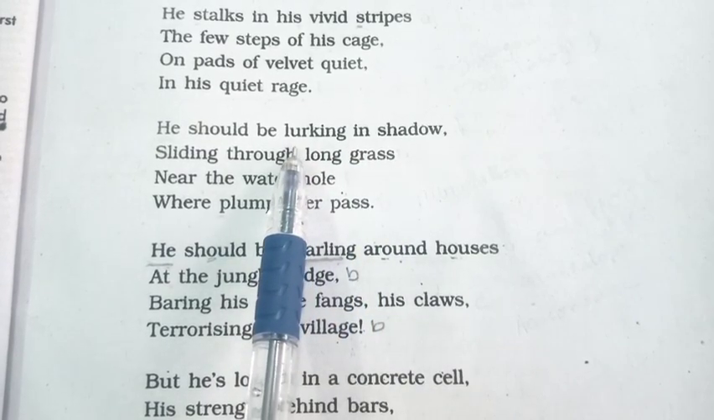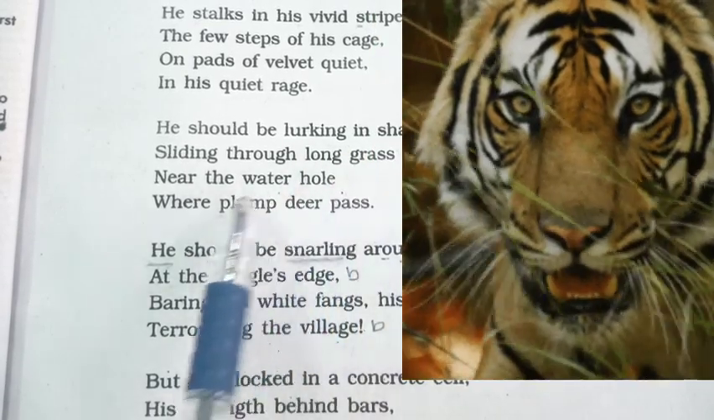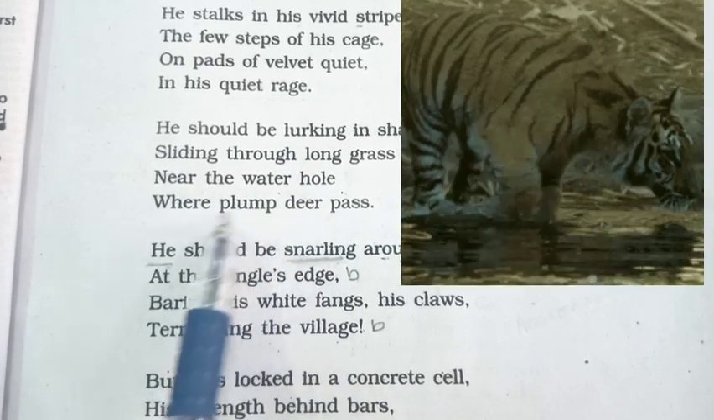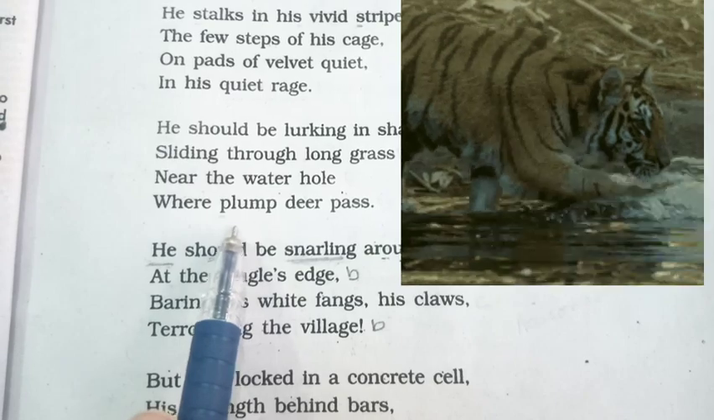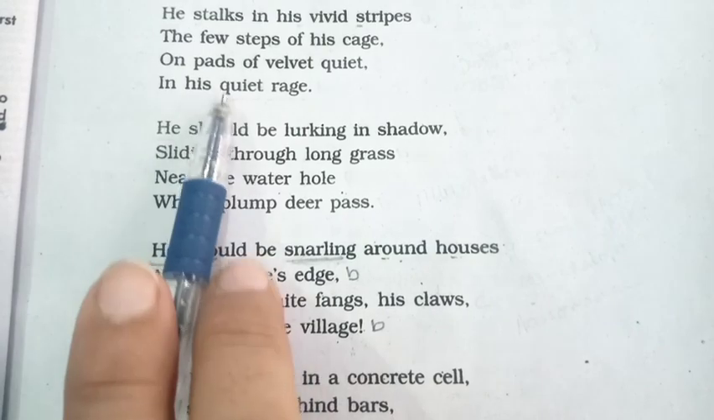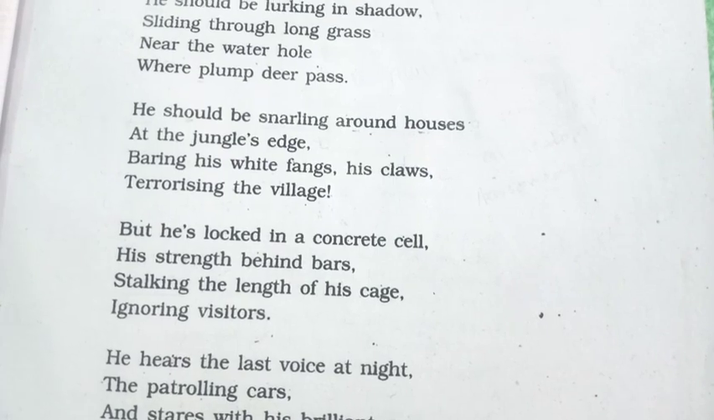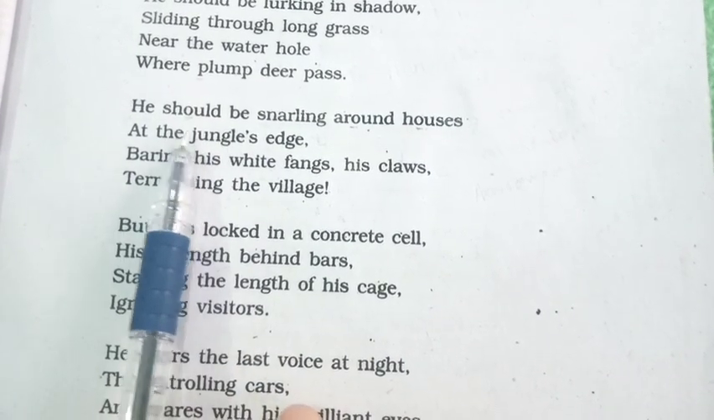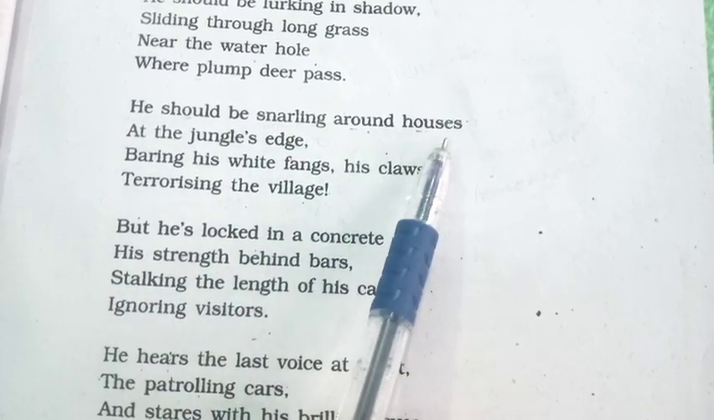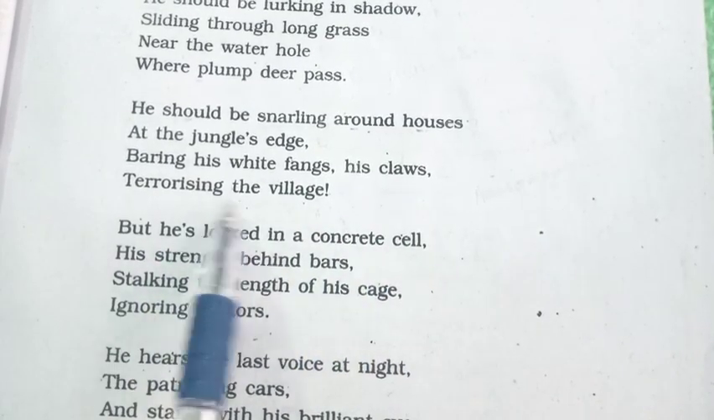What is the meaning of lurking? Lurking means to hide in the shadows of long grass, near the water hole where the plump deer pass. Healthy animals come for drinking water there, and the tiger should be lurking in the long grass shadows. What else does the poet say in this third stanza? That the caged tiger should be snarling around houses at the jungle's edge, baring his white fangs, his claws, terrorizing the village.